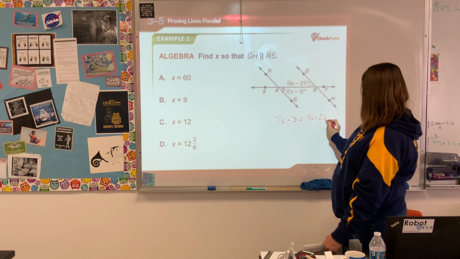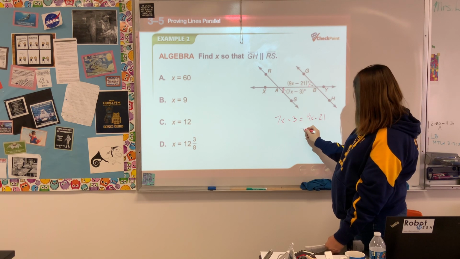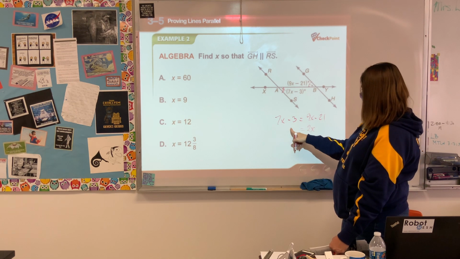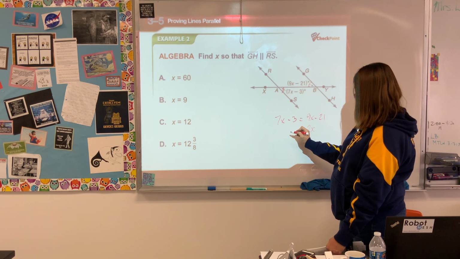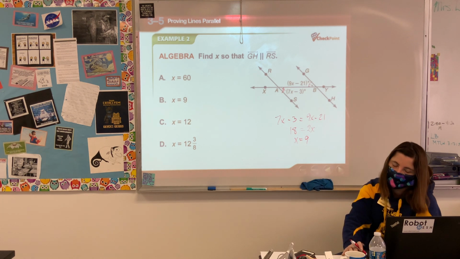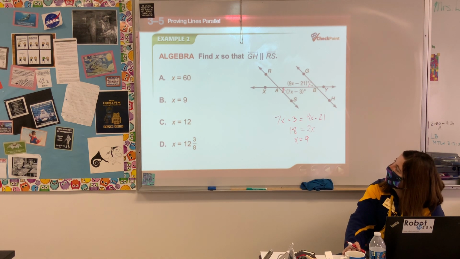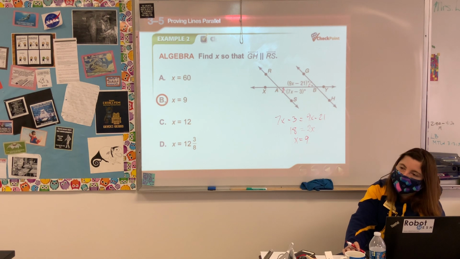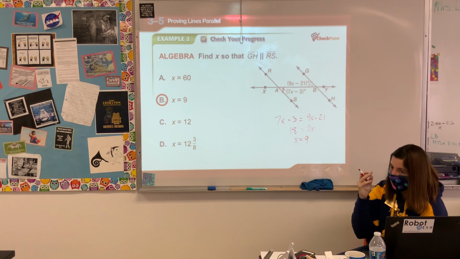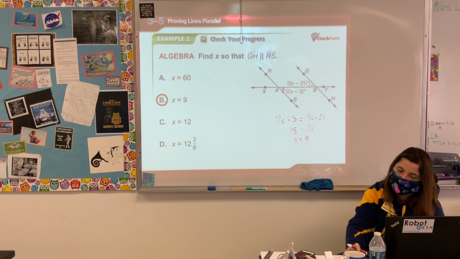I'm going to bring this the other way this time. We're going to say subtract 7x, subtract 7x. Add 21, add 21. And x is equal to 9. This time they didn't ask us to find the angles, just find x. And that's what we did. In order for these to be parallel, I need these to be congruent, so let's solve for this.